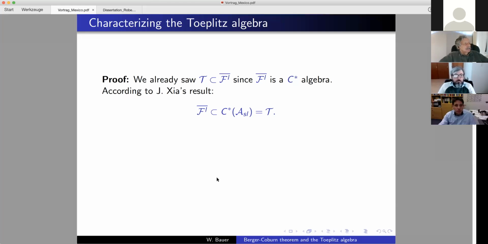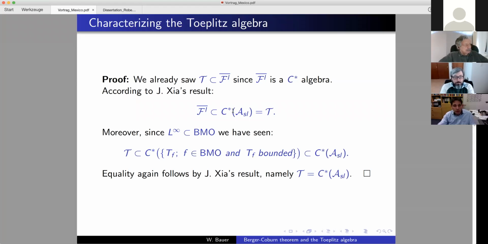So here's the simple proof. We already saw that this algebra of operators acting uniformly continuously on the scale contains all Toeplitz operators with bounded symbols. It's a C-star algebra, so it contains the Toeplitz algebra. On the other hand, operators in this algebra are sufficiently localized. That one is a C-star algebra, so it contains the whole closure here. But by Xia's result, that's just the Toeplitz algebra. So also you have the converse inclusion.